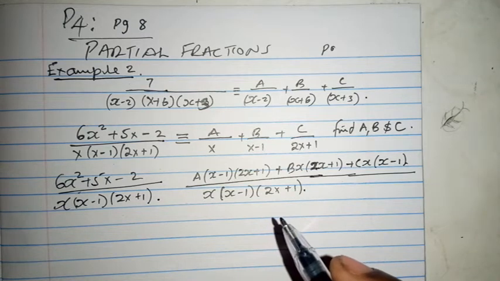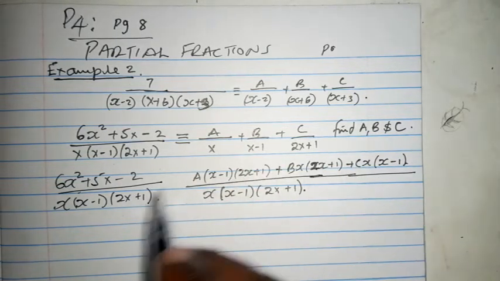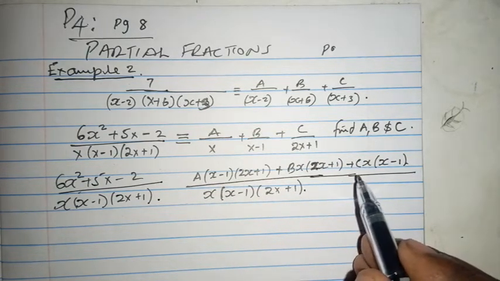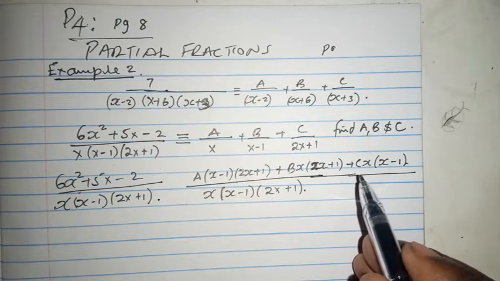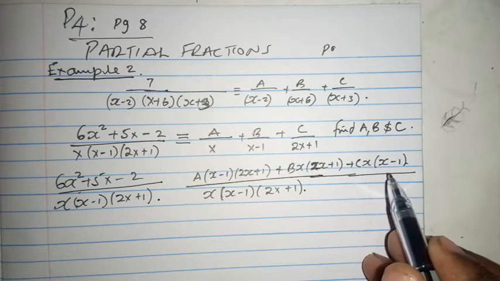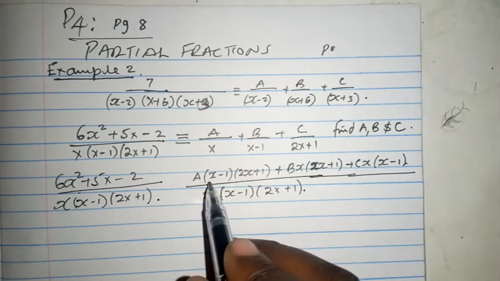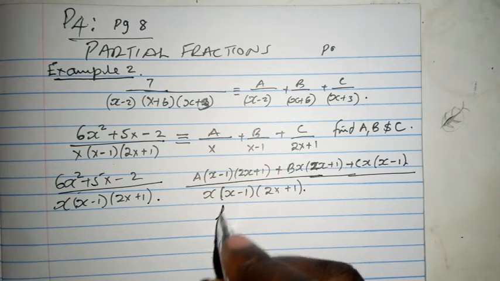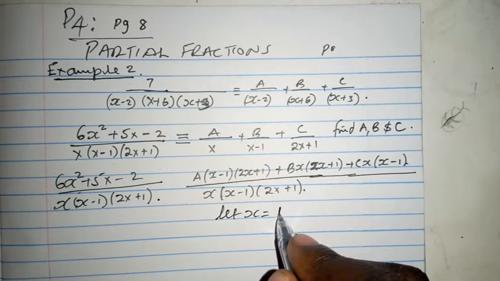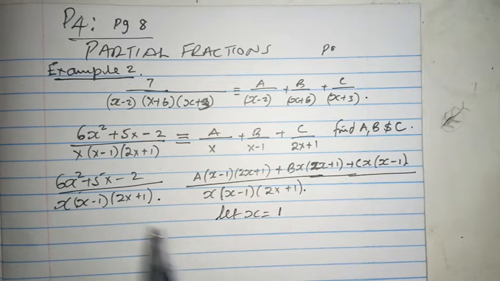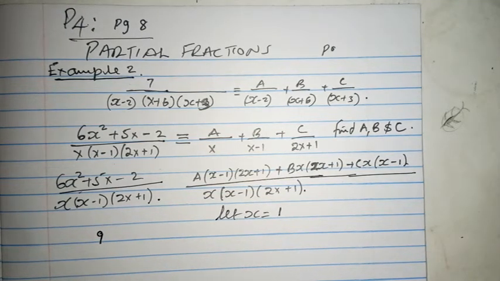At that point, we wish to talk about how we can easily keep nullifying some of these brackets so that they are 0. For example, if we take x equals 1, the whole of this bracket will be 0 and the whole of this bracket will be 0. So we let x be equal to 1. What is here? This is 6 plus 5, 11, minus 2, so that side gives us 9.